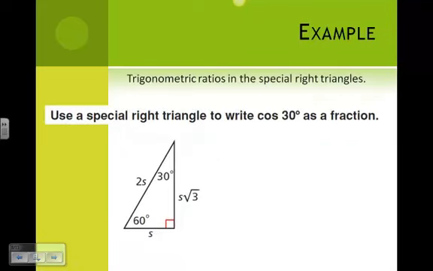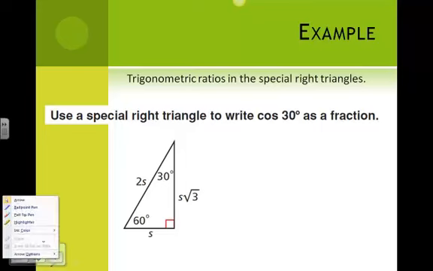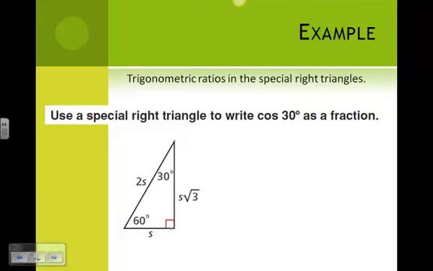Okay, we can also find trigonometric ratios of special right triangles. So remember your 30, 60, 90 and your 45, 45, 90 triangle? They're coming back and you will see them again and again. So this says use the special right triangle to find the cosine of 30 degrees. Now we actually have an angle here, and that angle is 30 degrees.